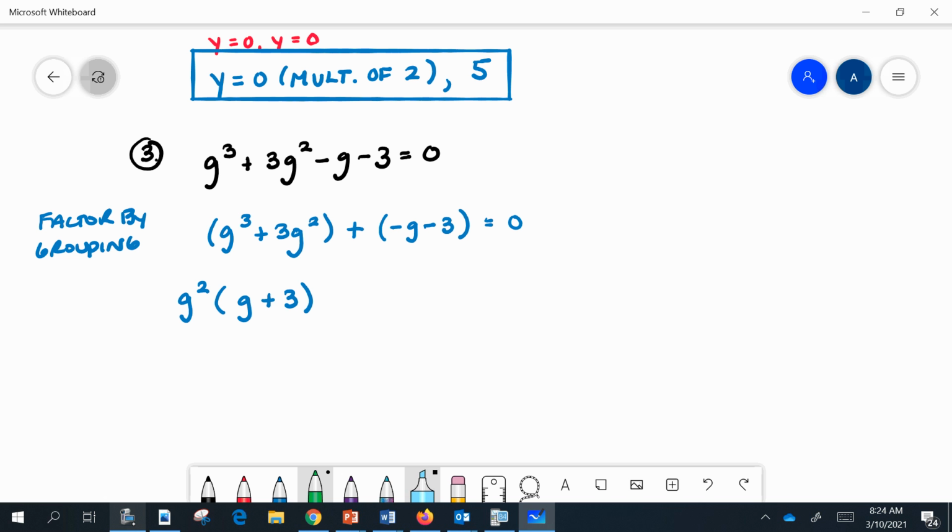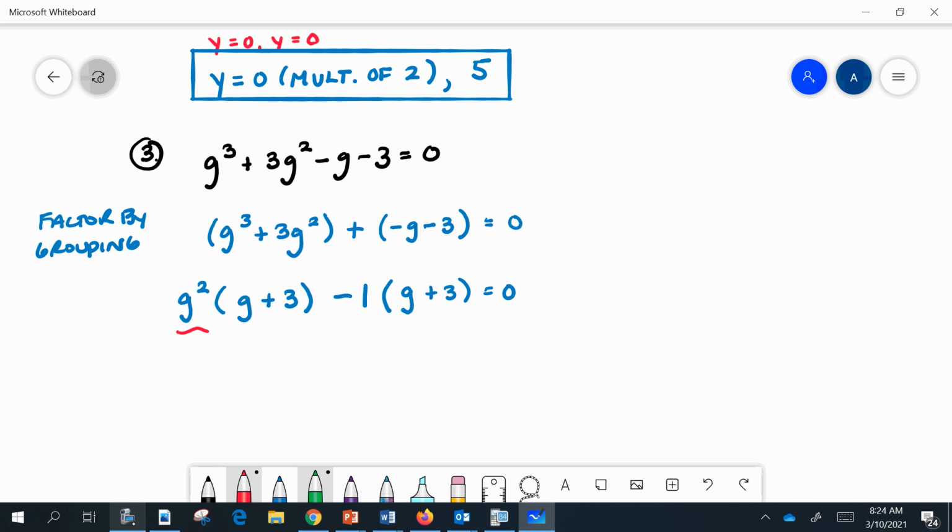Now, what can we take out of this second group? Okay, well, it doesn't have as obvious of a common number. And really, g and 3 don't have a common number, so we're going to factor out a 1, except you see how both of the terms are negative. Well, instead of factoring out a positive 1, we're going to factor out a negative 1, which would then make the result negative g turns into positive g, and negative 3 turns into positive 3.